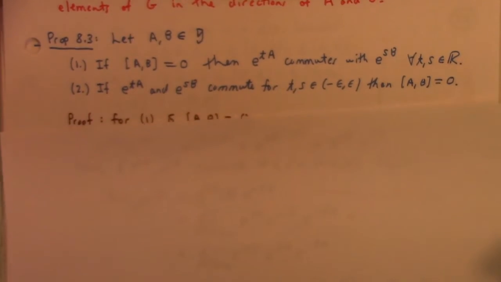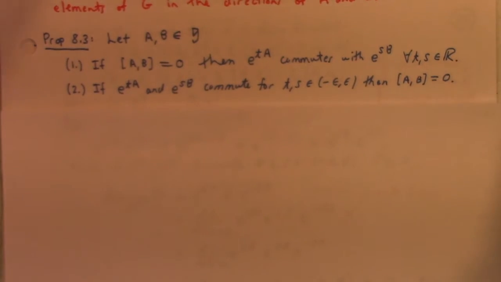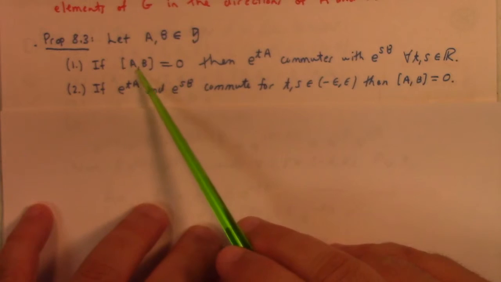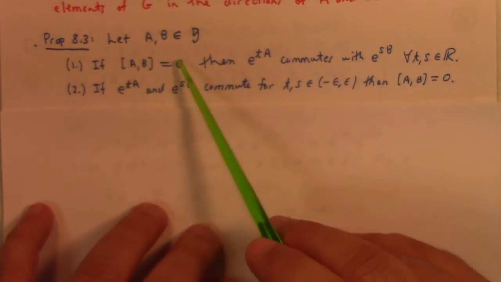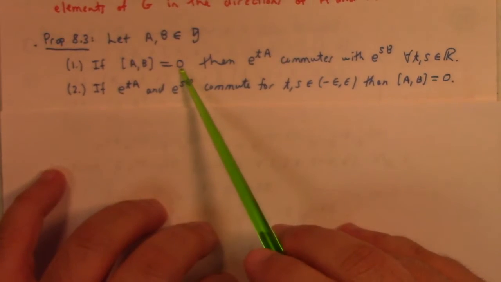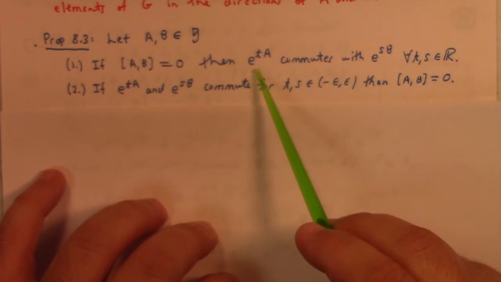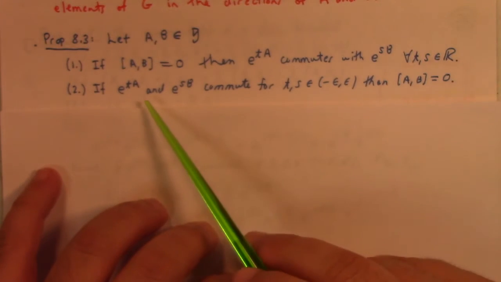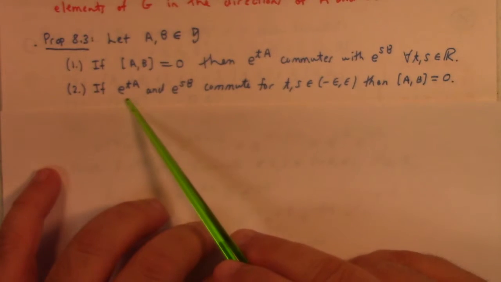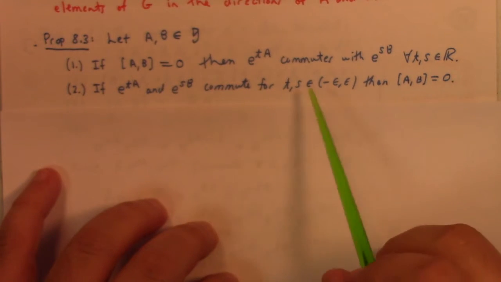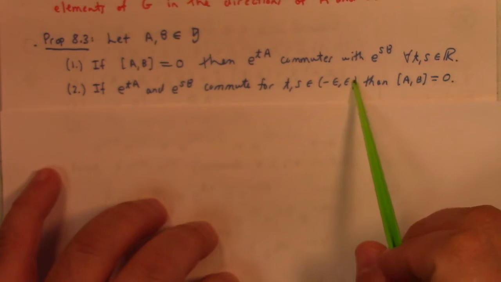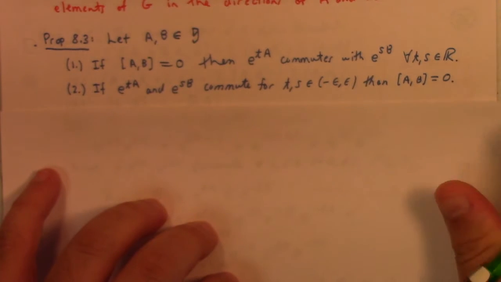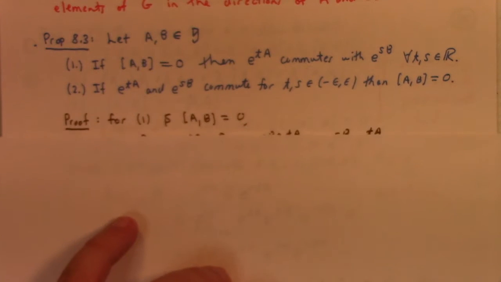So here's another proposition. Let A and B be in the Lie algebra. Number 1: if the Lie bracket, the commutator of them, is 0, then that also means that e to the TA commutes with e to the SB. And number 2: if e to the TA and e to the SB commute for all t and s in some little interval about 0, then it also follows that A and B commute, that is, have a trivial Lie bracket.